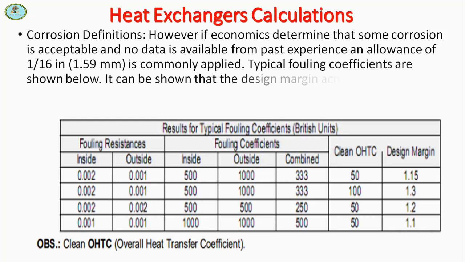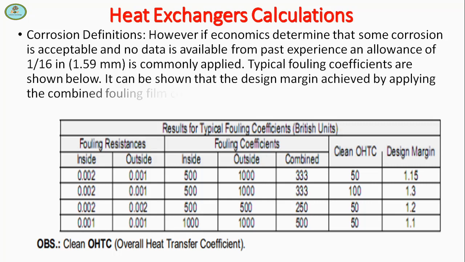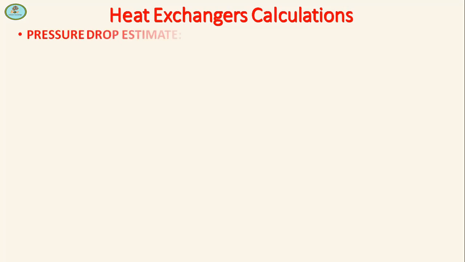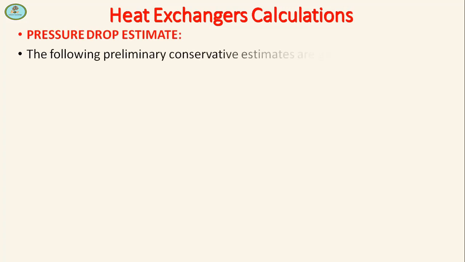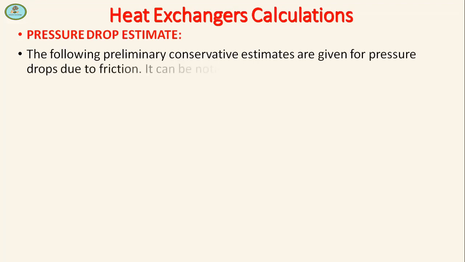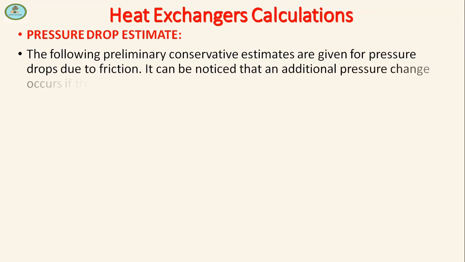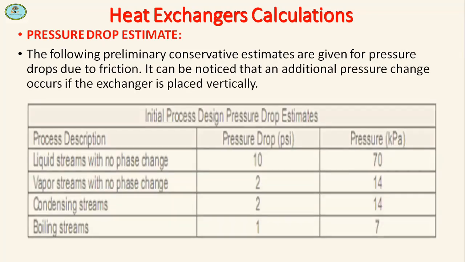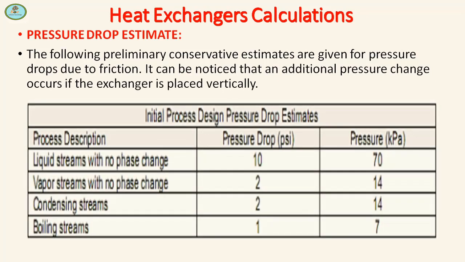It can be shown that the design margin achieved by applying the combined fouling film coefficient is given by the following. Pressure drop estimate. The following preliminary conservative estimates are given for pressure drop due to friction. It can be noticed that an additional pressure change occurs if the exchanger is placed vertically. So this table shows pressure drop.